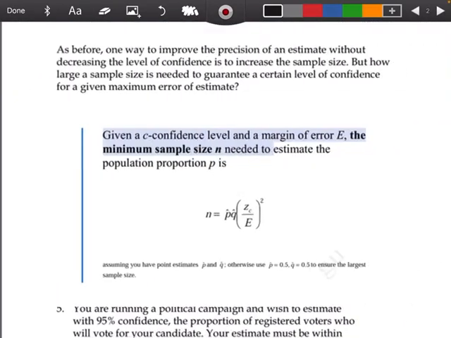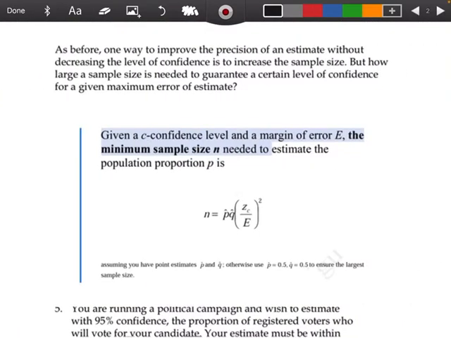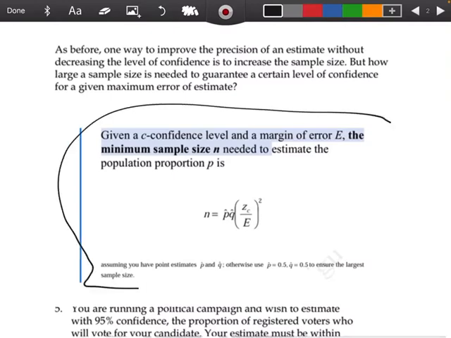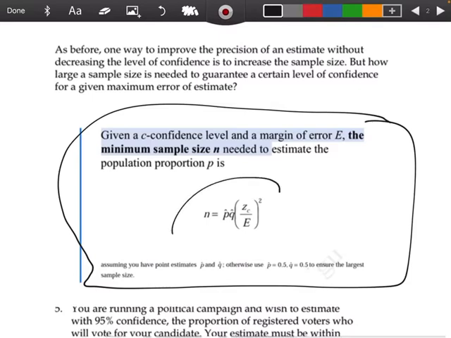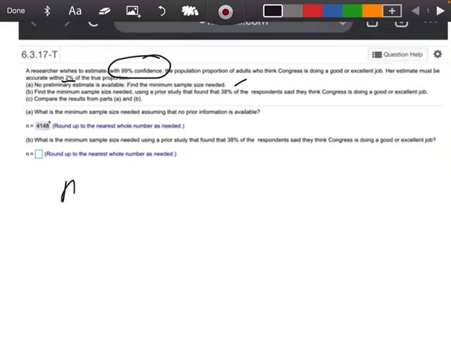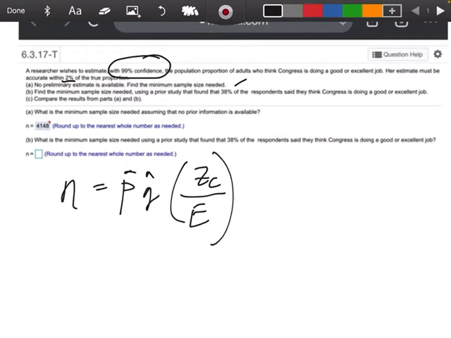Okay, so in order for me to do this, guys, this is the notes from 6.3, and here is my formula that we're going to use. I'm just going to copy this and write it down. So n equals p hat q hat times z c over e, all of this squared.